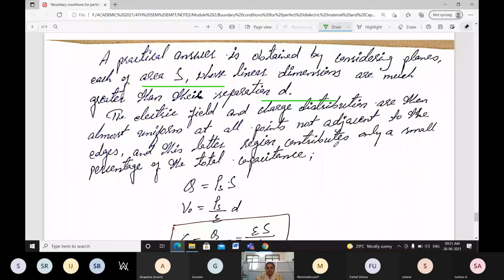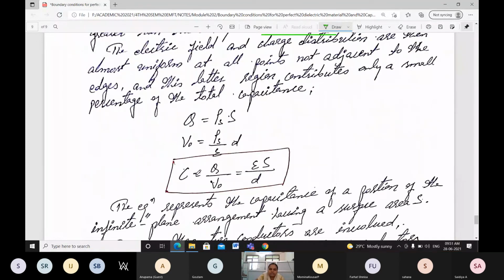This latter region contributes a small percentage of the total capacitance. That is, Q equals rho s times the surface area, and V0 equals rho s divided by epsilon times d. Now the capacitance C equals Q divided by V0, which equals epsilon times S divided by d. This is the capacitance value in a practical approach. Previously, the equation we took was the theoretical one.